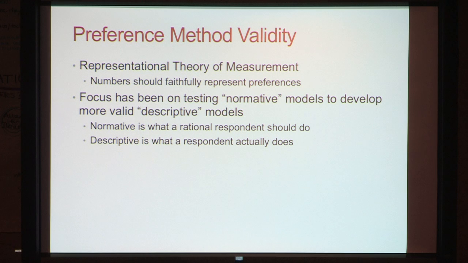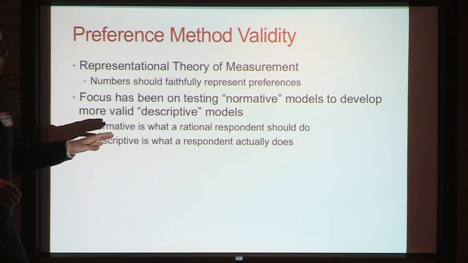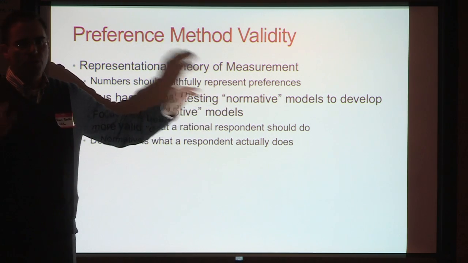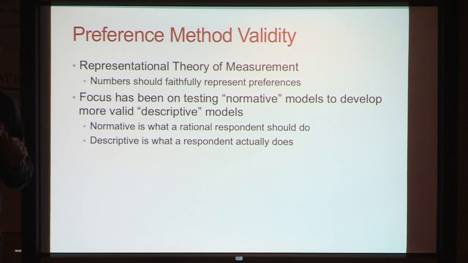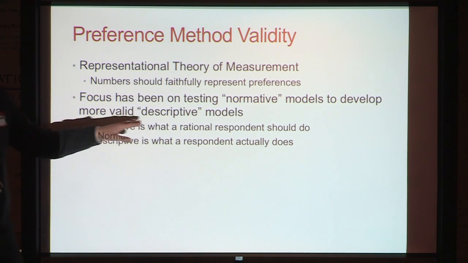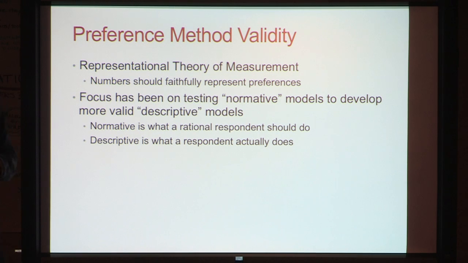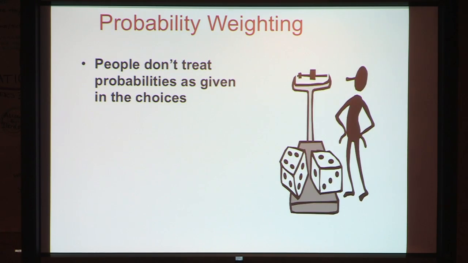And so what's done is this kind of comparison between what people should do and what people actually do to see how valid these models are. The focus has been on testing, to start with, what are called normative models, or what a rational person would do in this situation. And then when we find that they deviate from that rational approach, we revise the model. We come up with a descriptive model that accounts for that effect, and then we have a more valid representation of their preference.